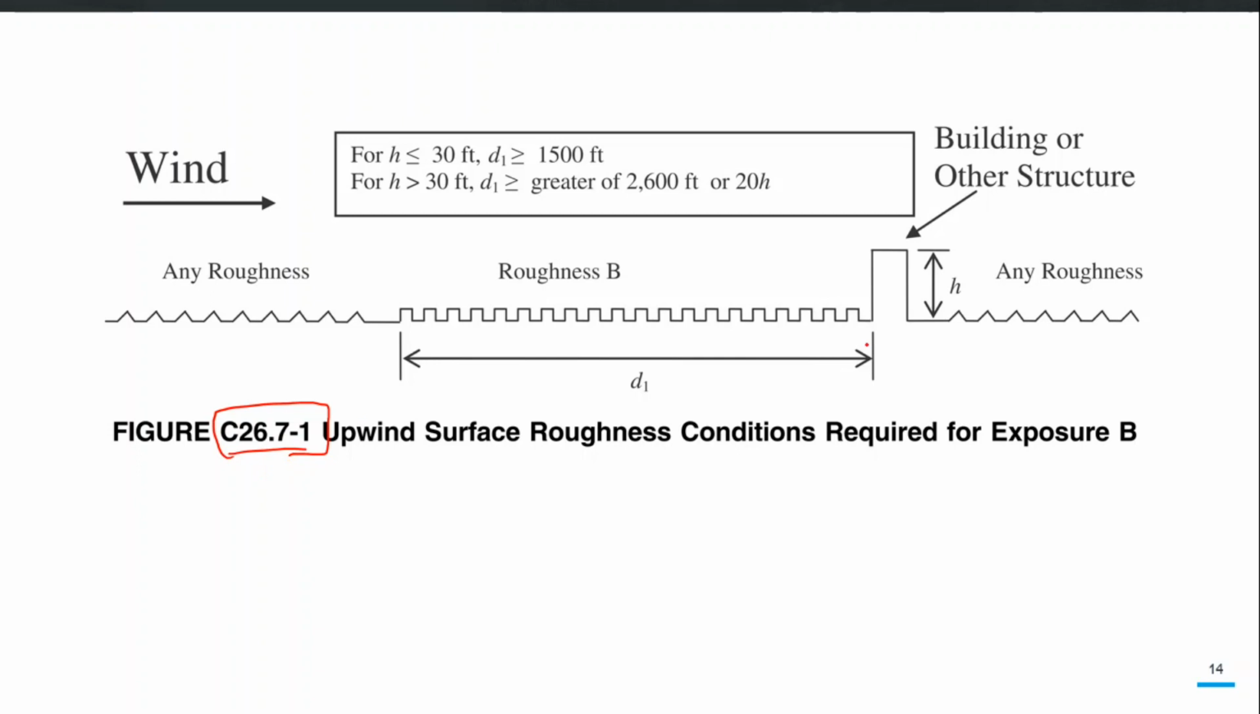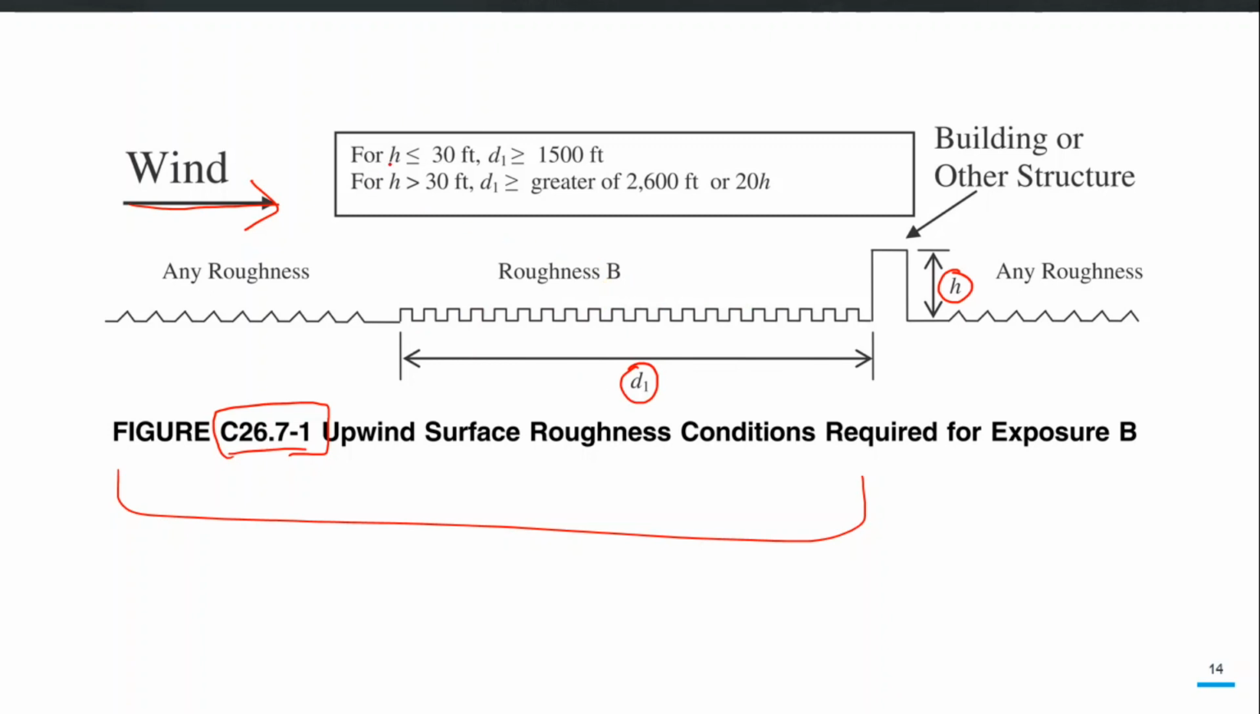So the idea is that if, let's say, this is your building and this is your wind direction, then this whole area is your upwind side. Let's say small h is the height of your building. You are looking at the surface roughness on this side. Let's say that for distance D1, you have a roughness category B, which means very small buildings, one-story buildings, closely spaced buildings.